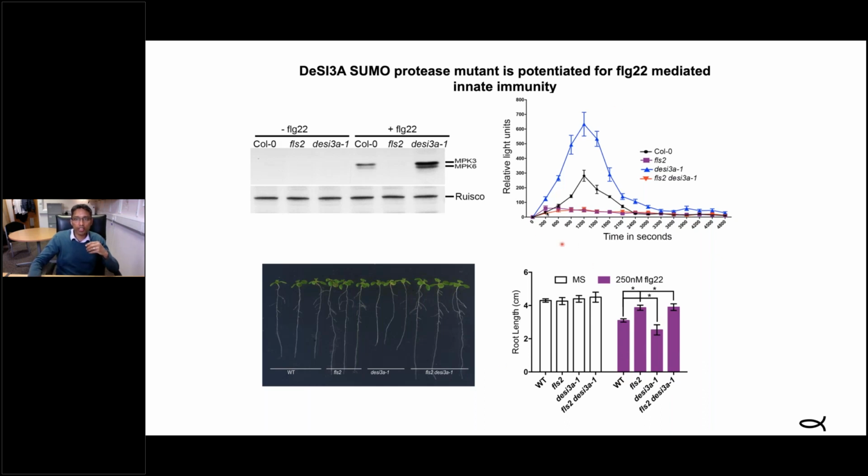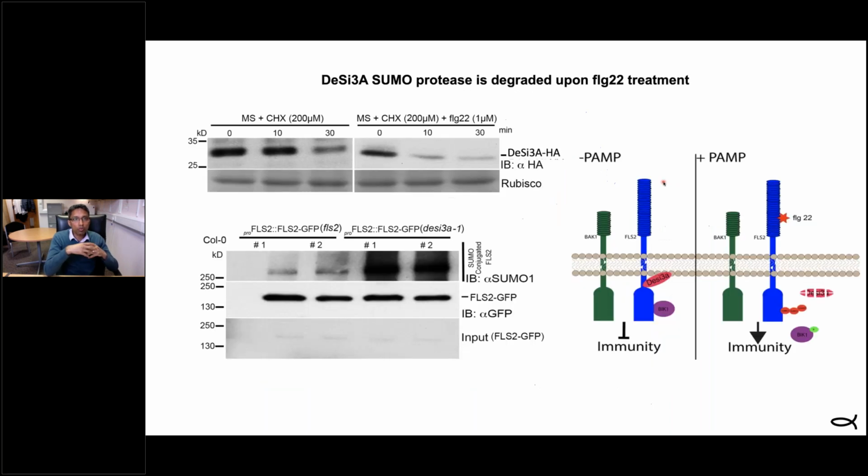And that's just quantification. The oxidative burst is also more potentiated in the Desi3A background when you treat Arabidopsis leaf discs with flagellin. And that again goes through the FLS2 pattern recognition receptor. So what we found very specifically, like I said before, is that FLS2 is hypersumoylated. Again, this is a SUMO blot showing that there's a lot more SUMOylation here in the Desi3A background for FLS2 than in the wild type background, in the FLS2 mutant background complemented with FLS2 on its own.